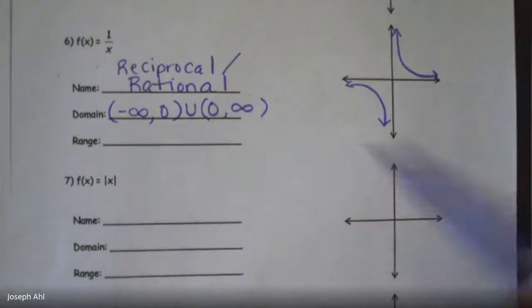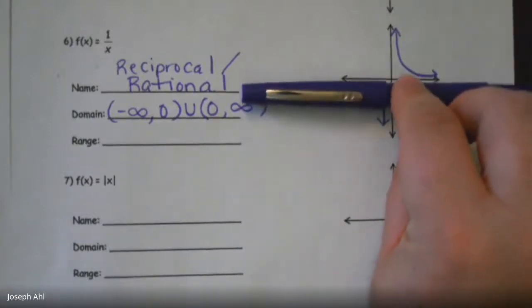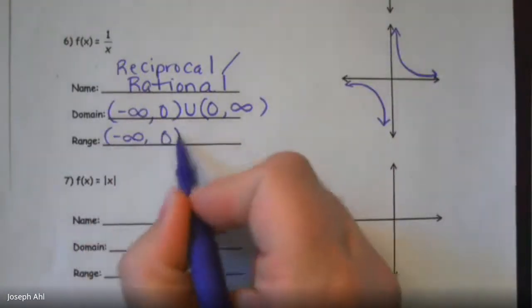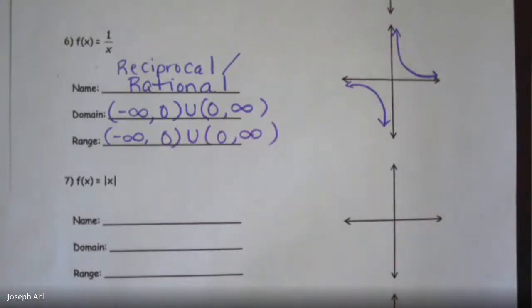And very similarly, when I go from bottom to top, you notice we're never going to cross and touch the x-axis. And therefore, the range is negative infinity to 0, union 0 to infinity.